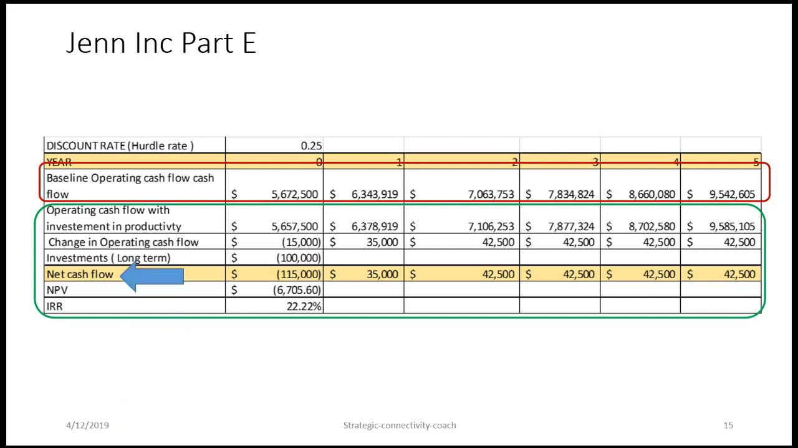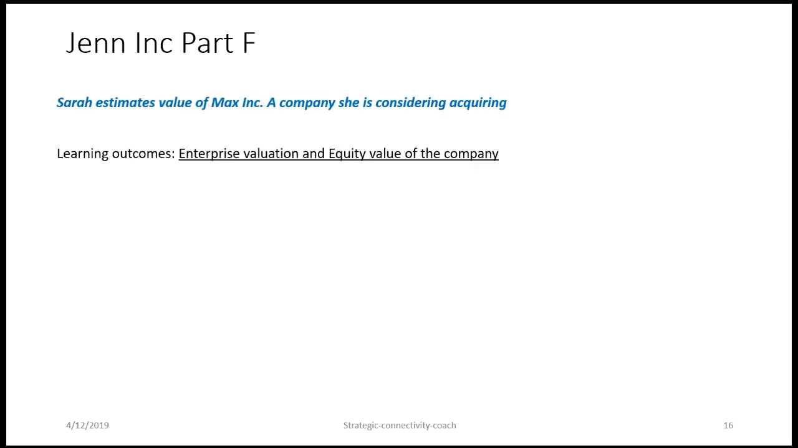So cash flow is the driver, which comes from obviously doing the forecasting and doing all the number crunching, and then we calculate the NPV and IRR using the data in Excel.